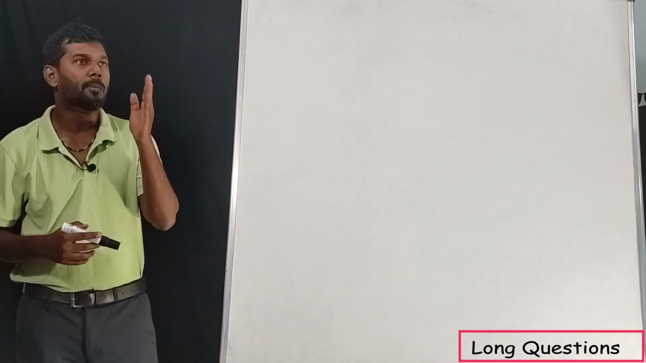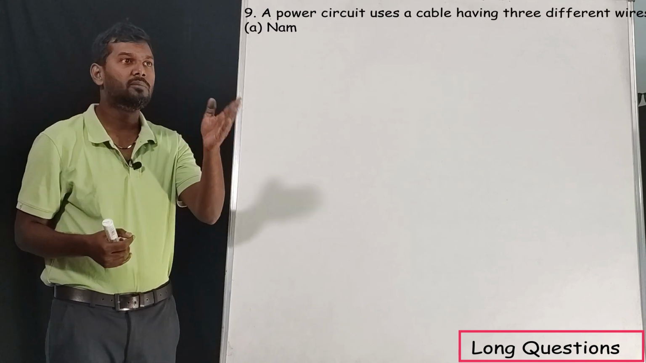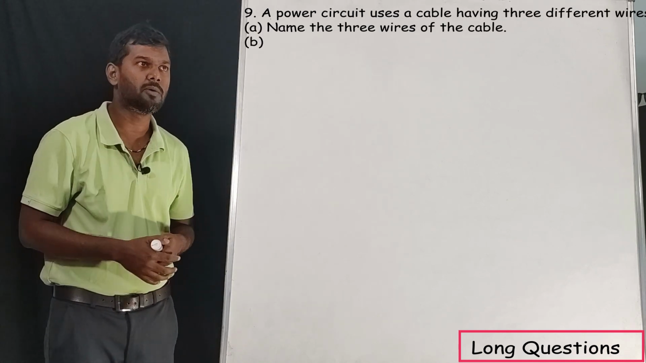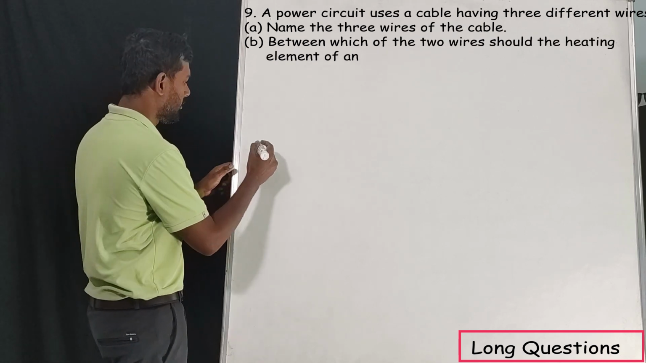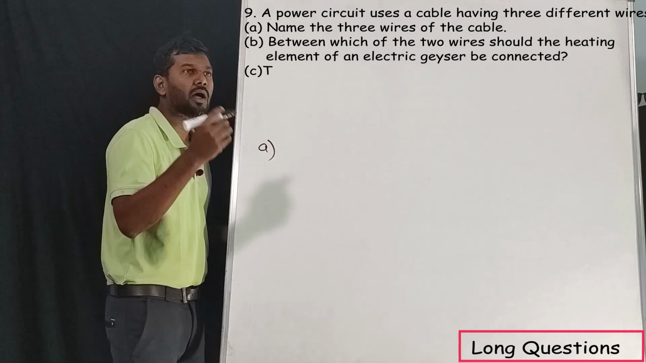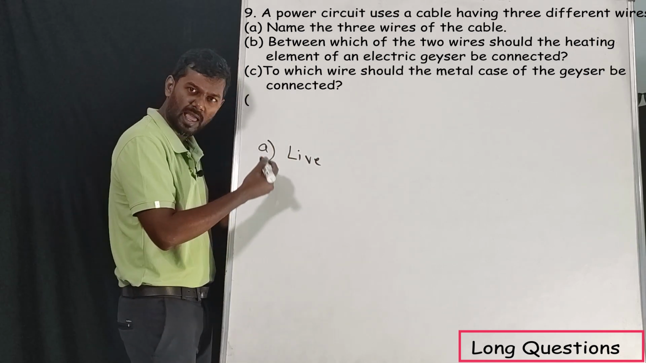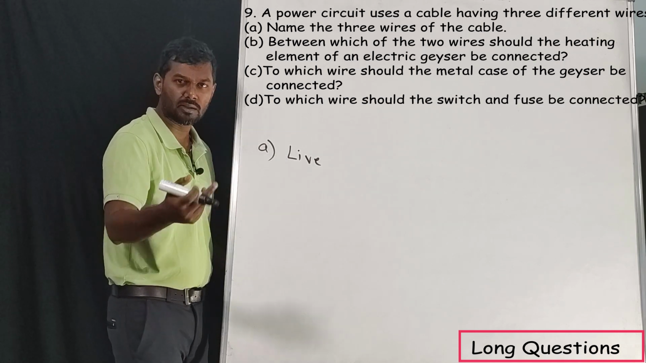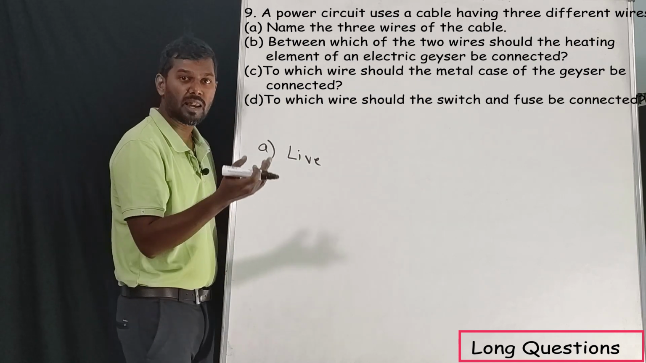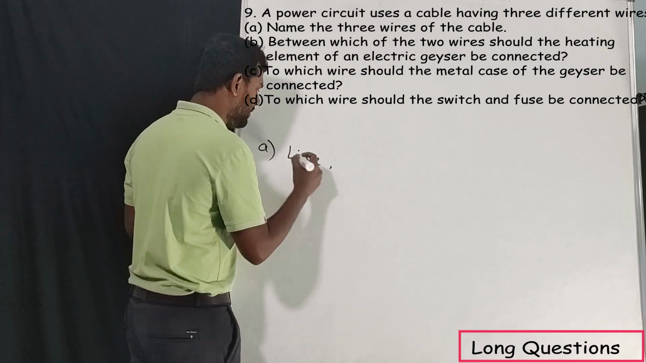Our next question: a power circuit uses a cable having 3 different wires. Name the 3 wires of the cable, and we have a few more sub questions. We'll go one by one. First one, name the 3 wires of the cable. We already learned this one many times. Live, line or phase wire. Live wire has 2 other different names, that is nothing but line and phase wire. So which are the 3 wires?